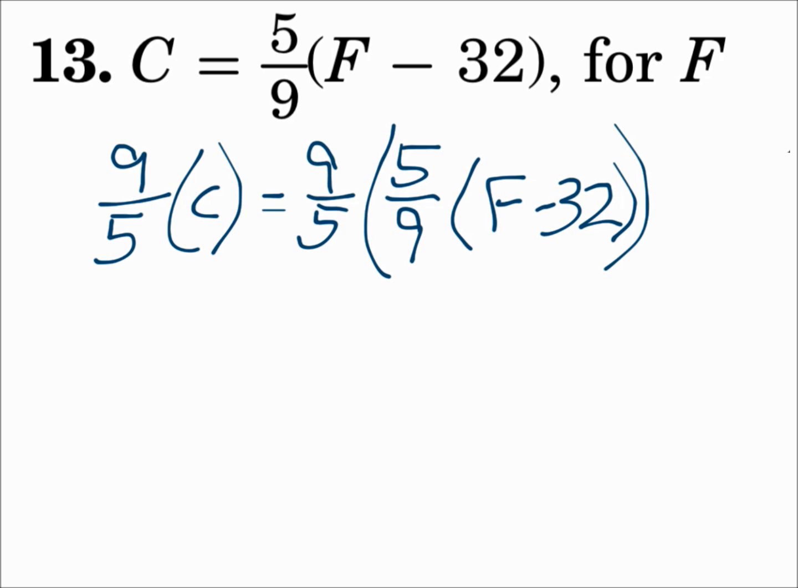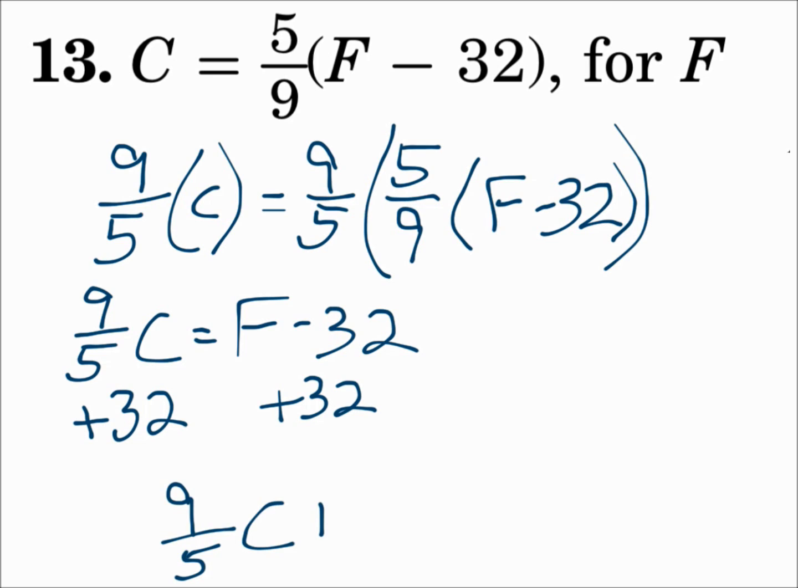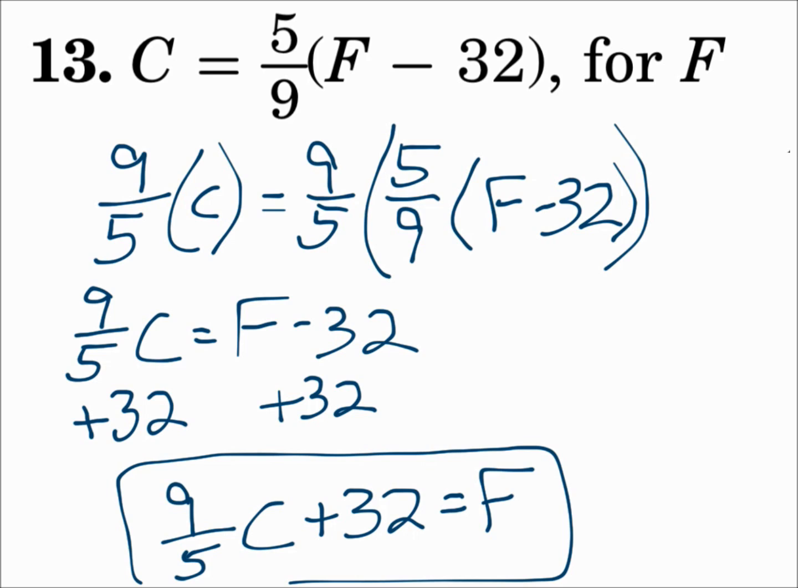9/5 times 5/9 is 1, so it cancels out. So you have 9/5 c equals f minus 32. Solving for f, get rid of the 32. It's being subtracted, so add it to both sides. It cancels out on the right, and you have 9/5 c plus 32 equals f. f is now by itself, so you're finished.